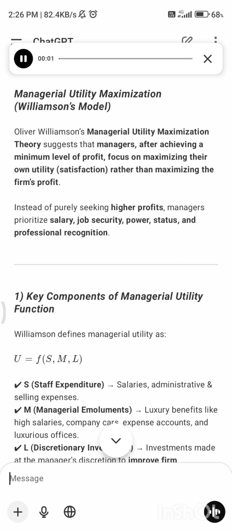Managerial utility maximization, Williamson's model. Oliver Williamson's managerial utility maximization theory suggests that managers, after achieving a minimum level of profit, focus on maximizing their own utility, or satisfaction, rather than maximizing the firm's profit. Instead of purely seeking higher profits, managers prioritize salary, job security, power, status, and professional recognition.